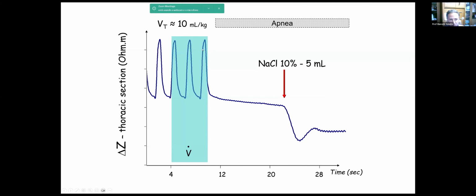Then those oscillations in the impedance are used to calculate ventilation, and especially the maximum slope of the pixels during this drop in impedance caused by the saline. They are used for studying perfusion.